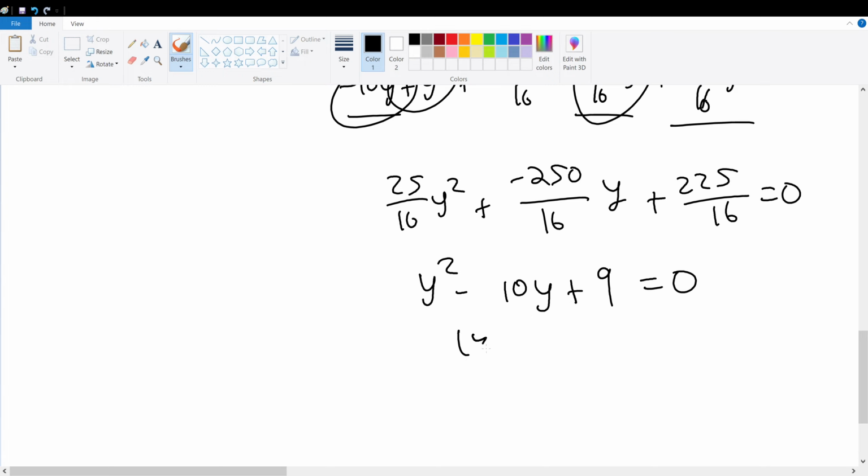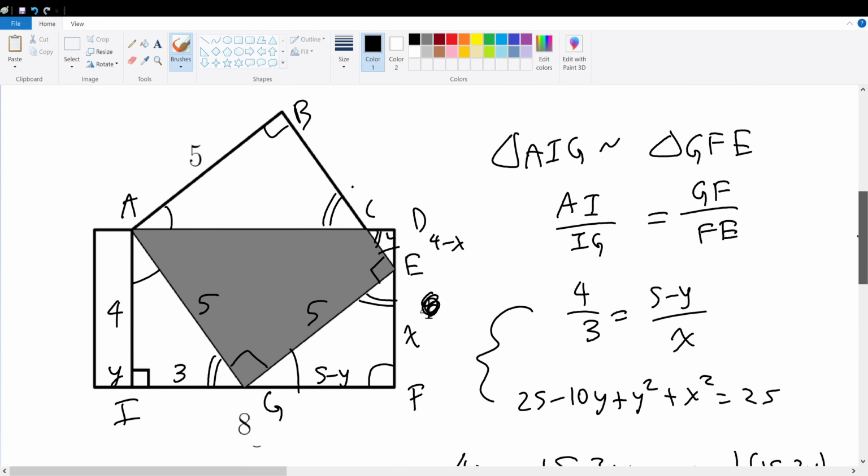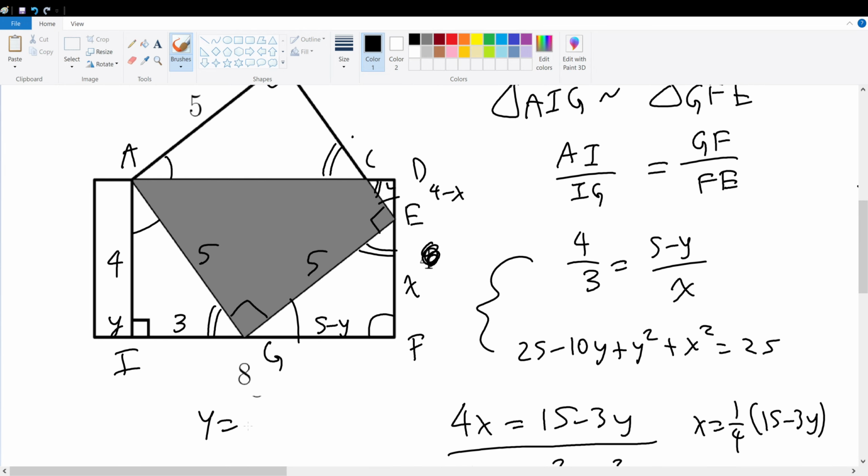Now, that must mean (y minus 1) times (y minus 9) is equal to 0. So y can either equal 1 or 9. Now, obviously, 9 is an extraneous solution. Why? Because when y is equal to 9, in other words, this segment right here is equal to 9, that must mean it's greater than the overall side length of 8. So that's obviously not true, so y must equal 1. If y is 1, this side length must be equal to 4. Therefore, x must be equal to 3. Therefore, DE right here must be equal to 1.